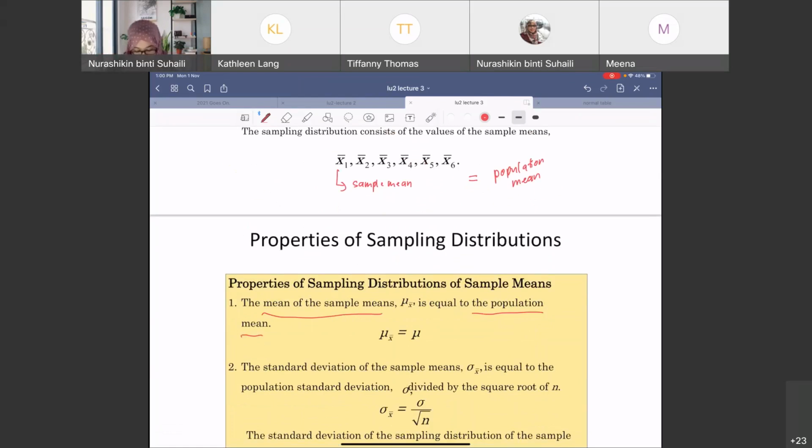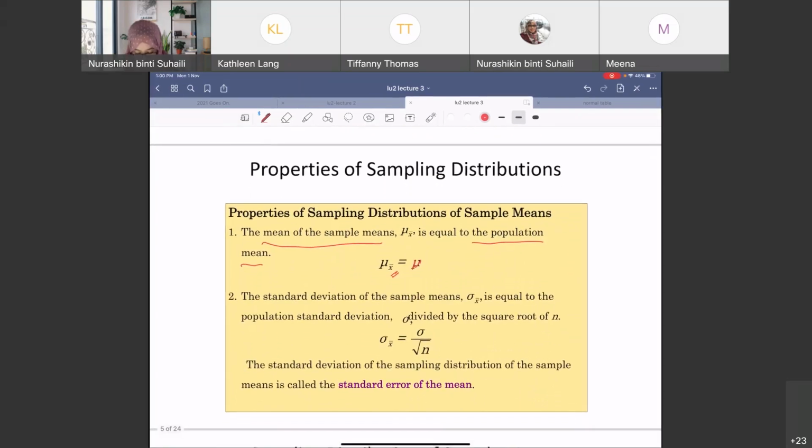The symbol for the population mean is mu alone, but for the sample means we have mu with the subscript x bar. And then for the standard deviation of the sample means, sigma x bar is equal to the population standard deviation, sigma, divided by the square root of n. That is the formula. The standard deviation of the sampling distribution of the sample means is called the standard error of the mean. You just accept it first.